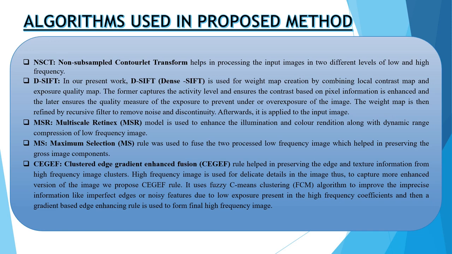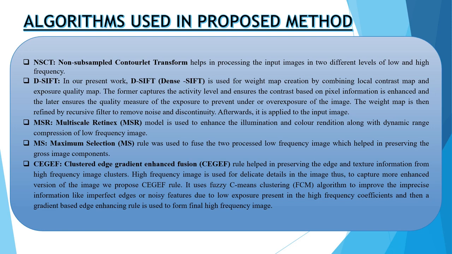At the transition between the bright and dark areas, the MSR-based images exhibit significant dynamic range compression and overall image scale exhibits acceptable color rendition. So we use it to create weight maps for exposure and contrast in our method. Maximum selection rule selects the maximum pixel value between the input images.